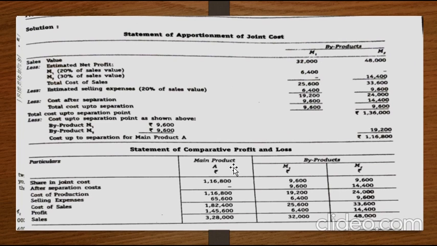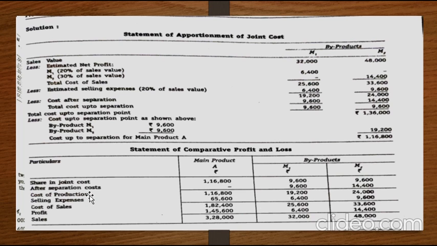So we will add the share in joint cost plus after separation cost, as this is the total cost we are calculating. So here we will add after separation cost, that is 9,600 and 14,400. This is the cost which is spent after dividing the product into main product and byproducts. So we will add that to find out the total cost. Next we will get cost of production: for A main product 1,16,800, for M1 19,200, for M2 24,000.